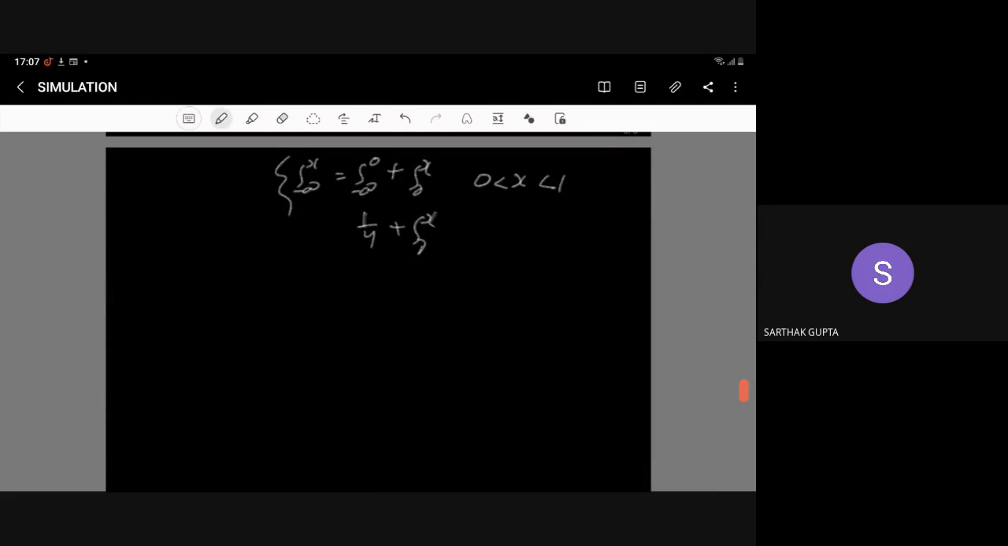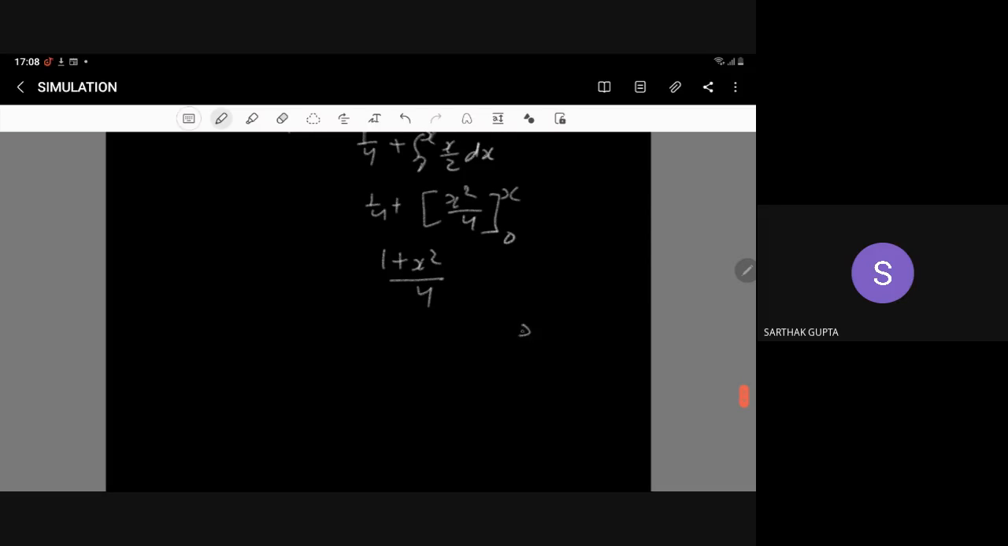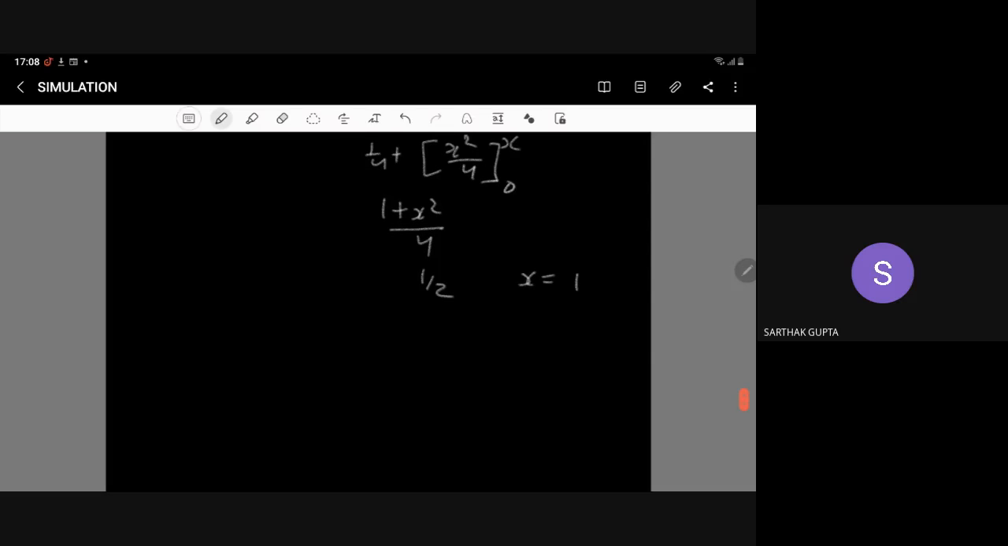So 1 by 4, and the integrand is x by 2 into dx. So 1 by 4 plus the integration of x square by 4, from 0 to x. So that will give you 1 plus x square by 4. So when we put x is equal to 1, it will give you 1 by 2.